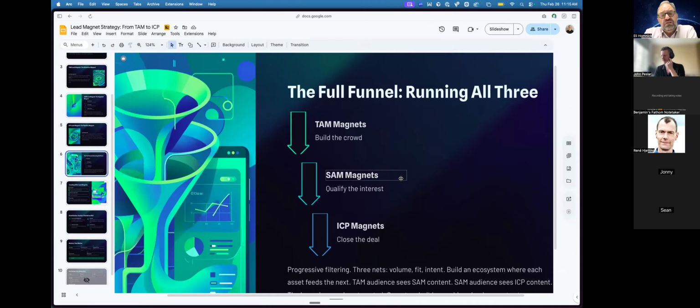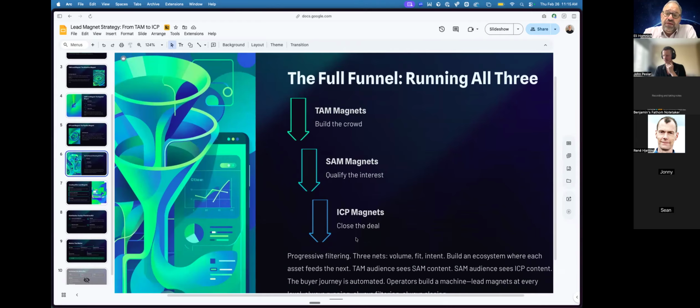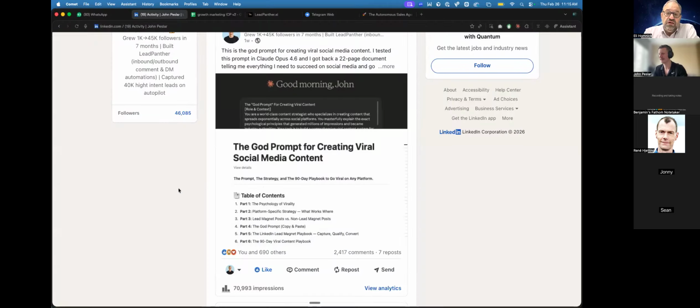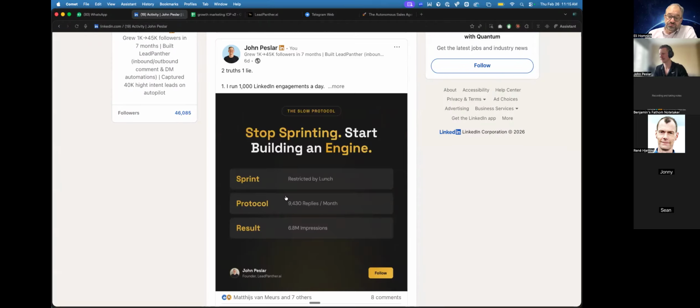So this is it. This is the funnel. You run all three. You don't do them in order. Maybe sometimes you have to spend a lot of time on the TAM and the SAM lead magnets for building the crowd, qualifying the interest. And then once you've built up your profile over time, then you can start doing the ICP ones.